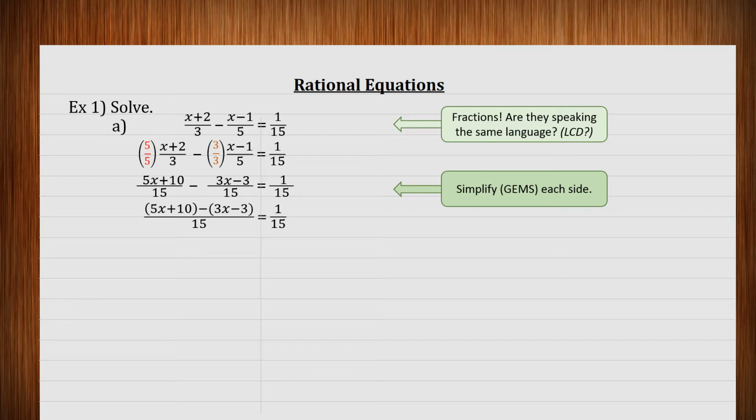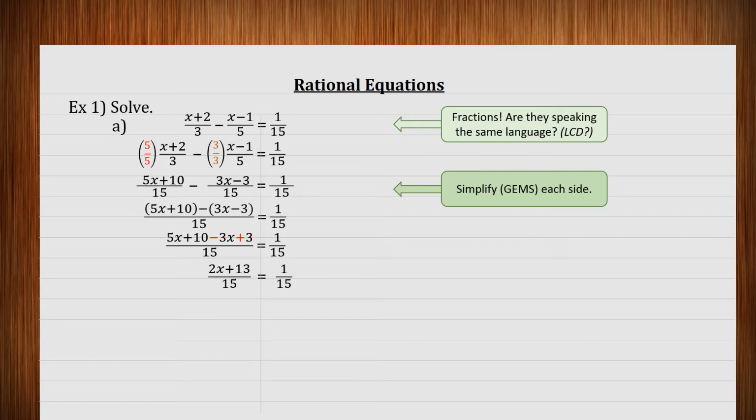Now we want to simplify the numerator. So check in front of the parentheses and see if anything needs to be distributed. Notice we did need to distribute the negative, so there are a few sign changes. From here, go ahead and combine your like terms. And at this moment, you should have 2x plus 13 all over 15 equals the fraction 1 over 15.